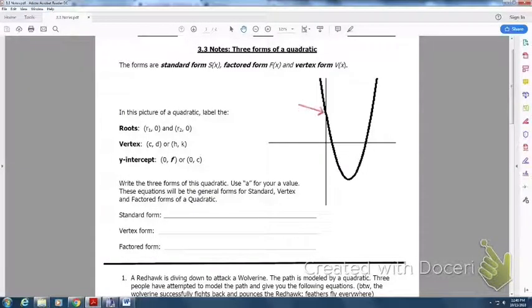So this right here, this is your y-intercept. And underneath that, I want you to put 0, comma, c. We'll talk about what all that means here in just a minute. Your vertex is right there.